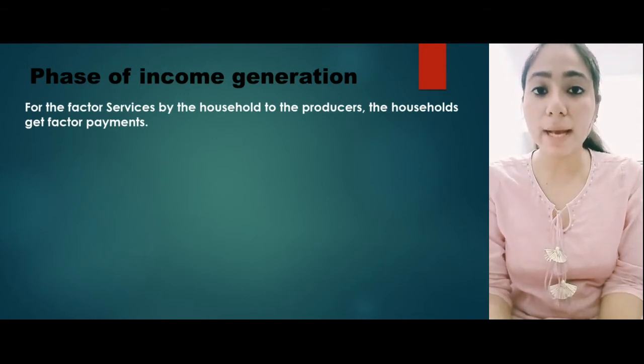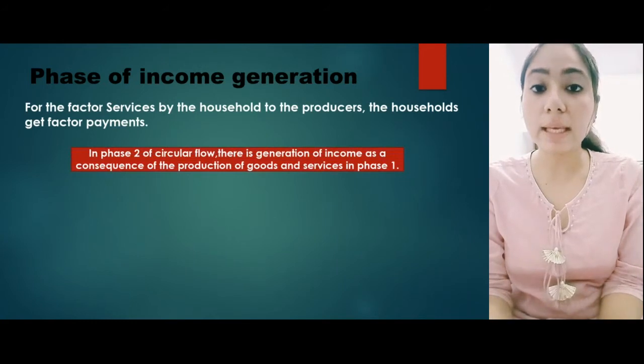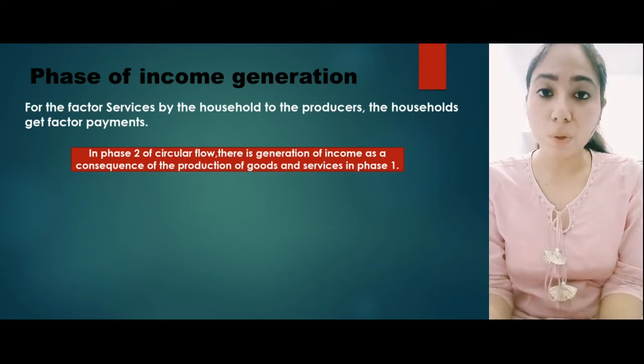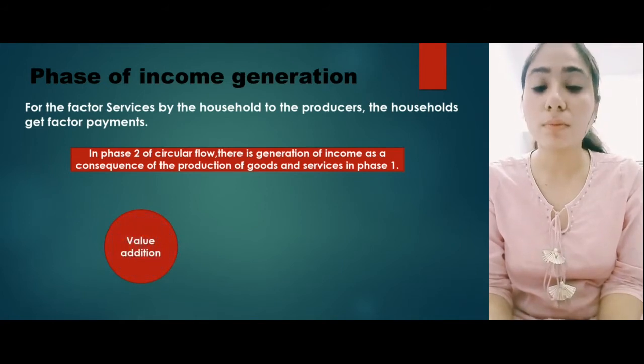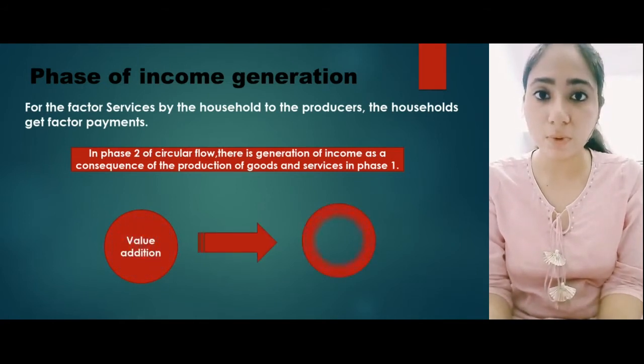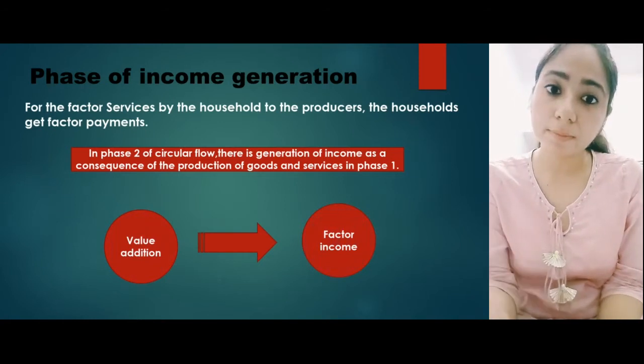So the factors which are provided by the household to the producer sector, they are getting payment for that. So the phase 1 value addition is now getting converted into income. The generation of income is done in this phase 2, where these value additions are converted into income generation. Hope you get it. The households are generating the income through the production of goods and services. Now we'll move on to the third phase.